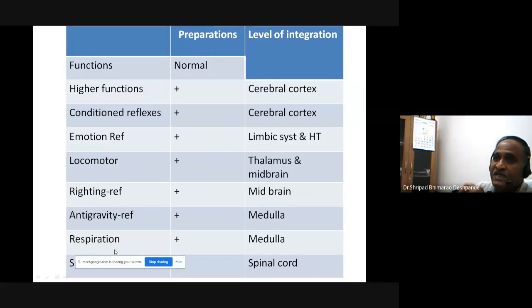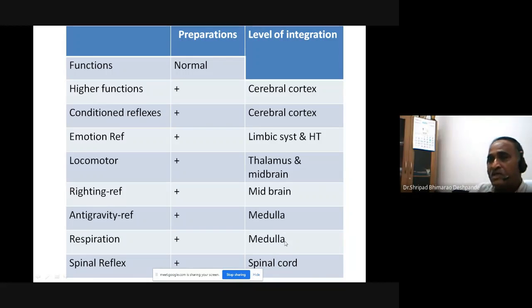Then respiration. You know the respiratory centers, the pneumotaxic center, apneustic center, the inspiratory center or expiratory centers, which were mentioned classically much before. Those are in the pontomedullary junction. It's not only medulla, it's also some part of the pons. Then the spinal reflexes, that is the maintenance of muscle tone. These are all established in the spinal cord. This is in normal individuals. These levels we test after doing certain sectioning.